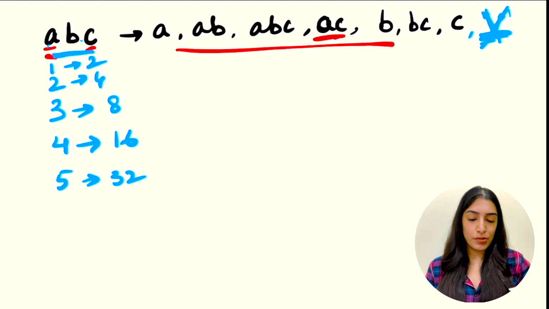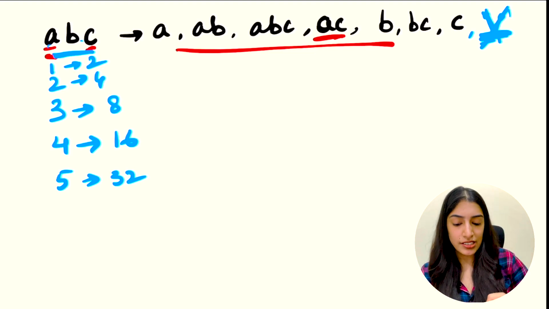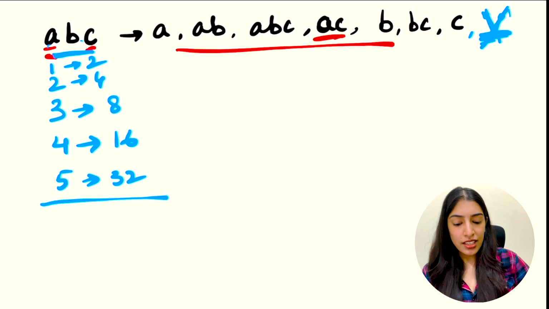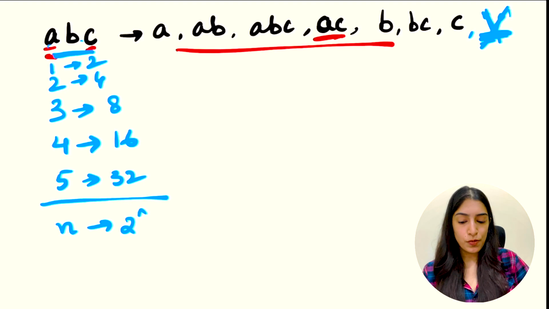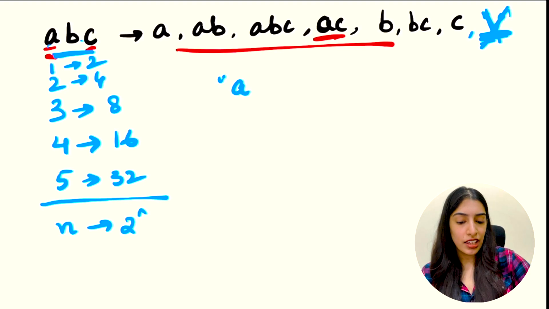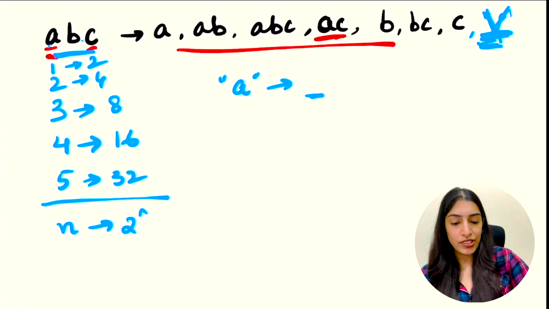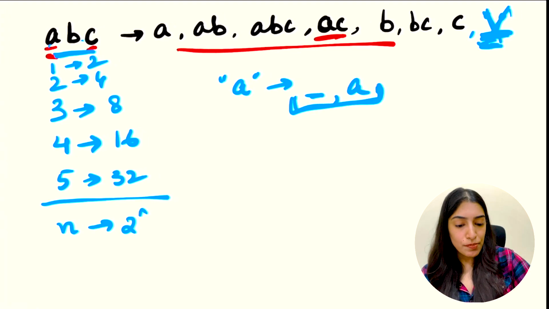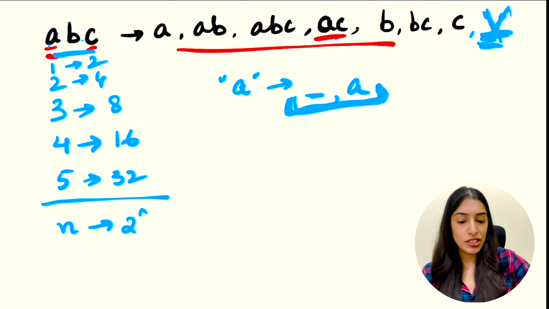For length 1, it will be 2. For length 2, it will be 4. How am I calculating this? Basically, I am saying that for any string of length n, the number of subsequences possible should be 2 power n. Say we had only the string A. What are the possibilities? We don't pick up any element, so that is one, the empty one we discussed. The other possibility is that we pick up the element. So the size of the power set, or the number of subsequences possible, is 2.